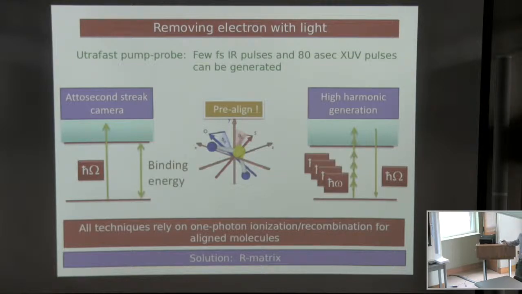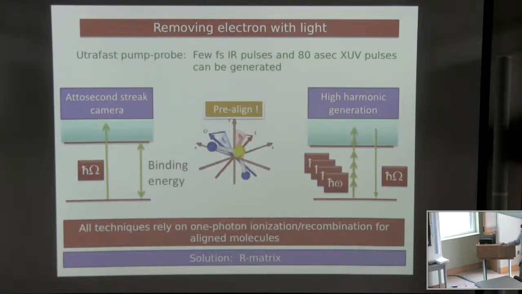And the time resolution in this situation again comes from the subcycle gradient of the IR pulse, and from the fact that there's a specific time of birth in the continuum, which then maps onto a specific trajectory in the laser field and a specific return energy at a specific time. So all these techniques, or theoretical descriptions of these techniques, rely on one photon ionization or recombination matrix elements.